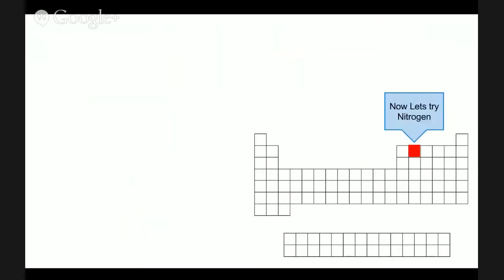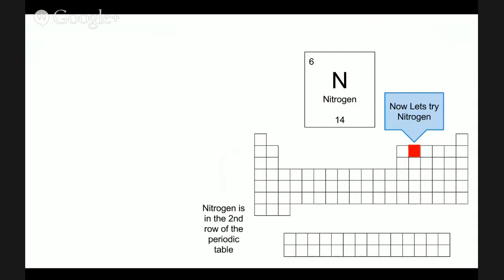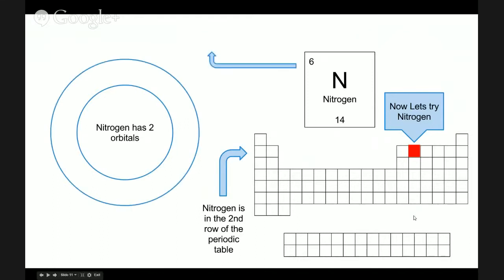Let's try another one. Let's look at nitrogen. So nitrogen looks like this on the periodic table. It's in the second row, which lets us know that there's actually two orbitals we need to worry about this time. The atomic number 6 lets us know that there's 6 protons, and therefore, being neutral, we need to realize that there's 6 electrons.